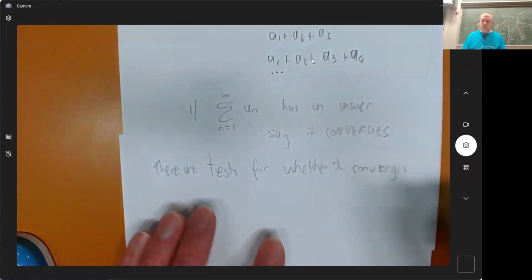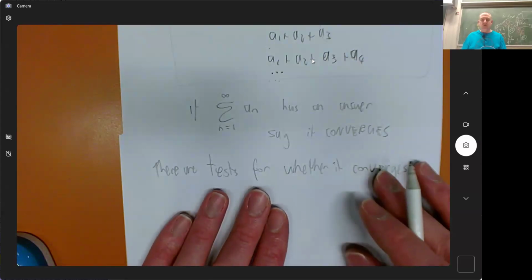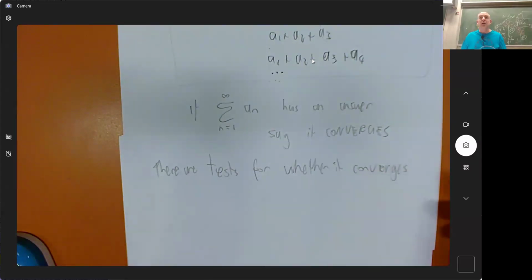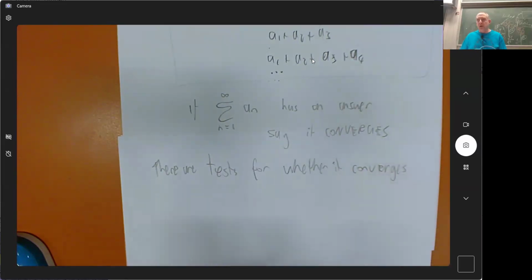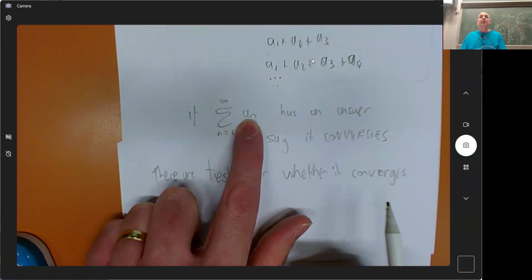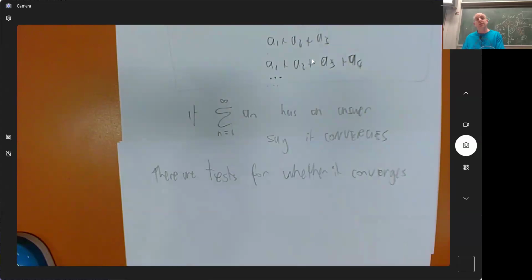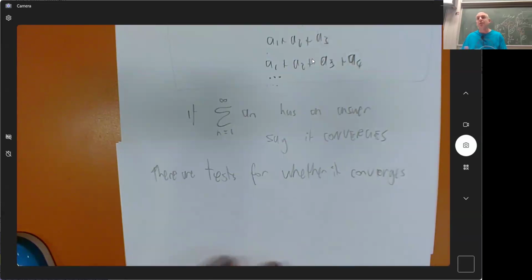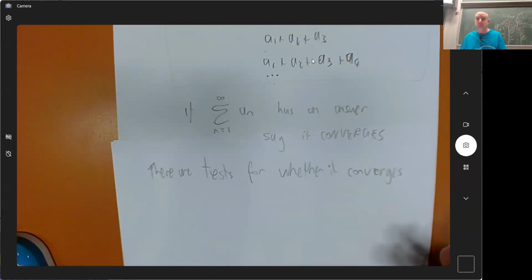There are tests you can do to decide whether it converges. And when I say test, that means a calculation you can do and it will tell you whether it converges or not. Okay, and even worse, it could be that this is also a function of x, and different x's, when you sub them in, will make different series, and some of those series will converge and some of them won't, depending on the value of x.